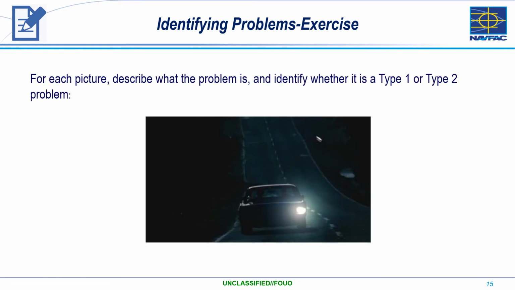Please note, this slide corresponds to page 9 of your workbook. Here's a picture of a car going down a road in the dark with one headlight shining. I want you to write in your workbook what you think the problem is and whether it's a type 1 or a type 2 problem. Pause the video and resume when you're ready.